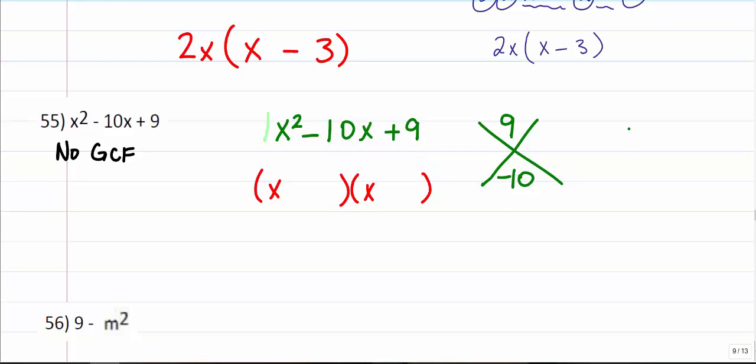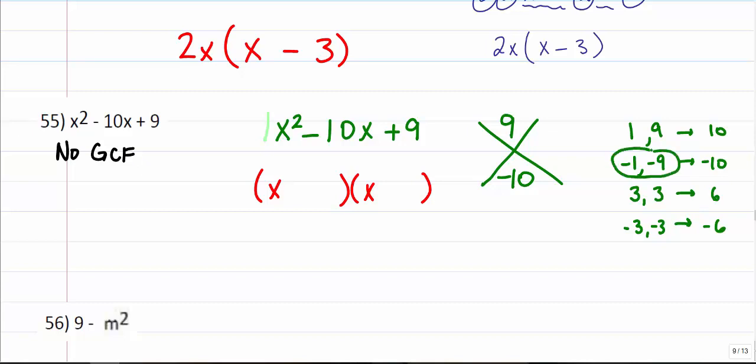So if you think about positive 9, you either do 1 times 9, negative 1 times negative 9, 3 times 3, or negative 3 times negative 3. When you combine these, I get negative 10 for that one, so that's going to be it. You can go through and see these are the numbers that multiply to 9 and add up to negative 10. Those 2 numbers would go here. The order doesn't matter because you're multiplying, so either one of those would work.